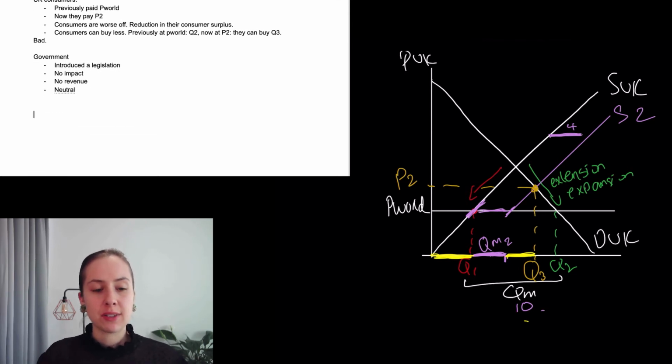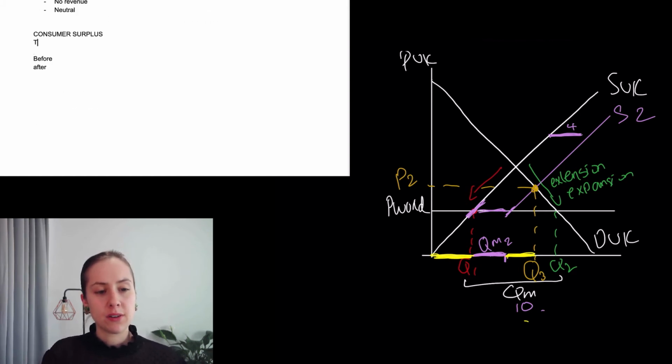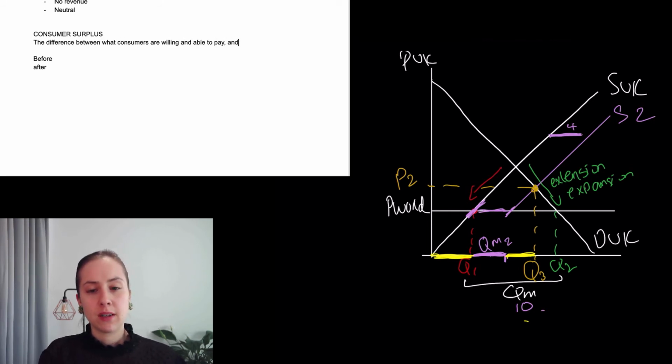Right, so let's tackle these areas. Let's tackle the consumer surplus. Let's look at it before and let's look at it afterwards. I've got to get really good at the definitions. I'm just going to type it here. So it's the difference between what consumers are willing and able to pay and what they actually pay for all the units they buy.